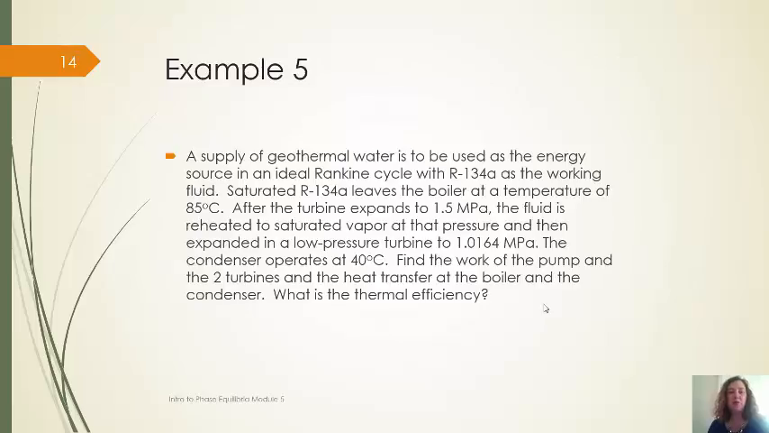So in this case, I'm going to take the material out of the turbine when it reaches a pressure of 1.5 megapascals. I'm going to reheat it to saturated vapor and then let it expand the rest of the way down to that pressure of 1.0164, which is where the condenser can operate at 40 degrees C. So I'm going to have a pump, but I'm going to have 2 stages of the turbine and a boiler and a reheater plus the condenser.